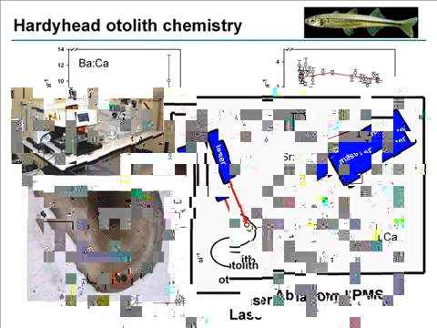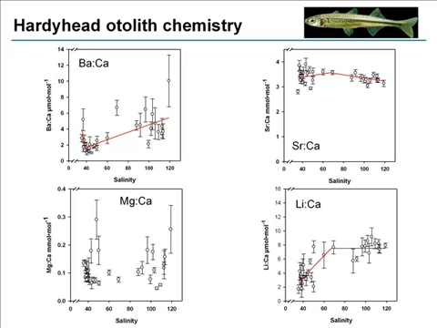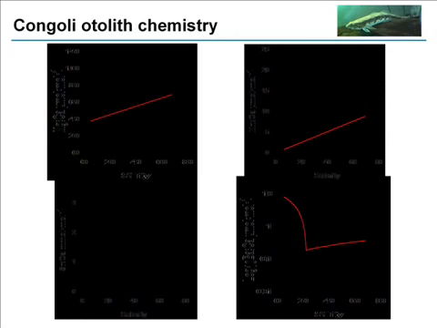So these are some of the results for hardyheads. We're basically looking at whether we get relationships between the elements and salinity. We get some good relationships for barium that are similar to what we would predict based on the water chemistry. Some variable results for some of the other elements. Likewise, we can look at Congoli. We see similar sorts of relationships for barium and some linear relationships for some of the other elements.